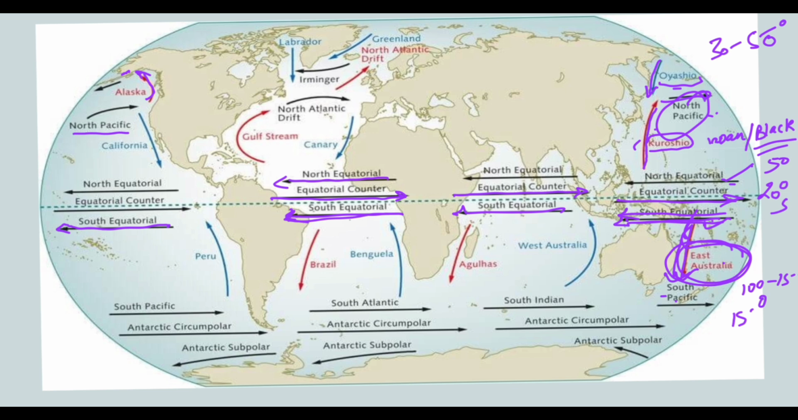Next is the Gulf Stream. It is located in the North Atlantic Ocean, and the Gulf Stream is a powerful ocean stream that transports warm water from the Gulf of Mexico to the Atlantic. It runs the length of the United States and Canada's eastern coast.